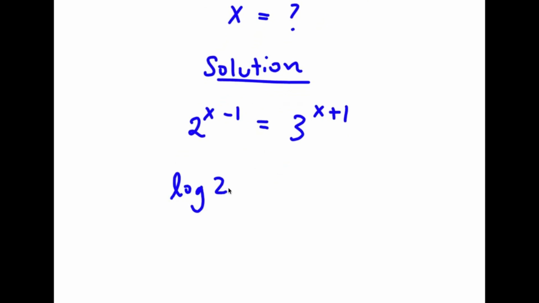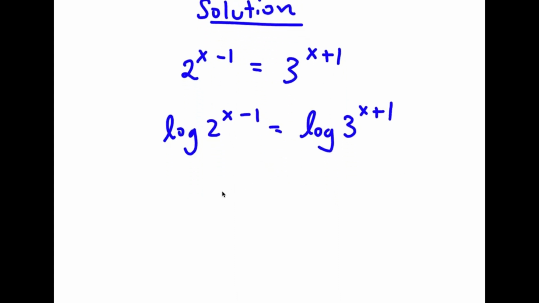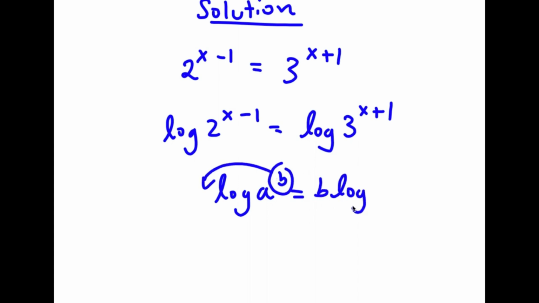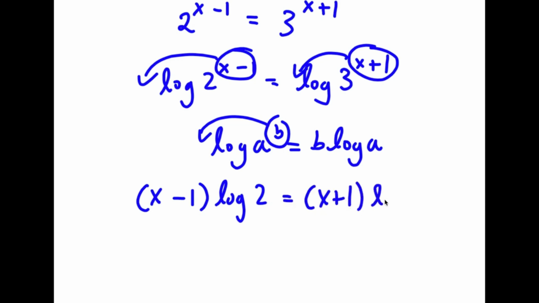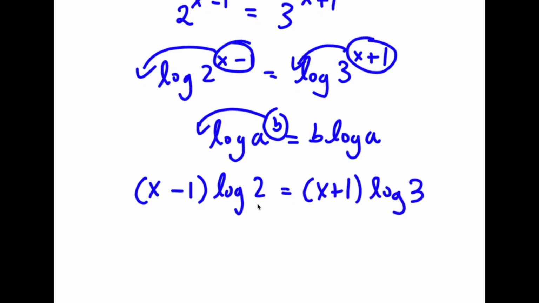So now I have log 2 to the power of x minus 1 is equal to log 3 to the power of x plus 1. And if I have something in the form log a to the power of b, I can move this exponent b to the front. So this thing equals b times log a. So in this case, I have log 2 to the power of x minus 1, I can move x minus 1 to the front. And log 3 to the power of x plus 1, I can move x plus 1 to the front. So now I have x minus 1 times log 2 is equal to x plus 1 times log 3.